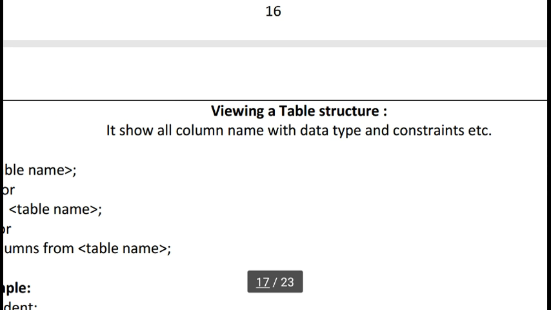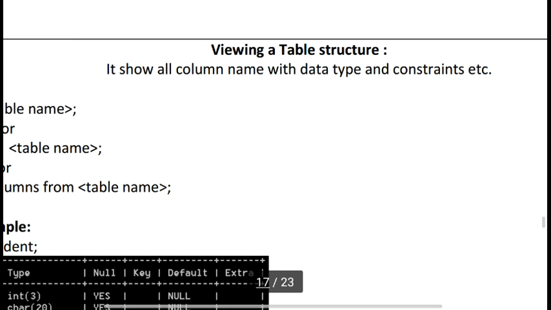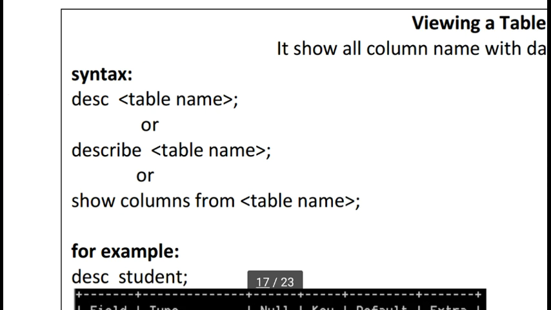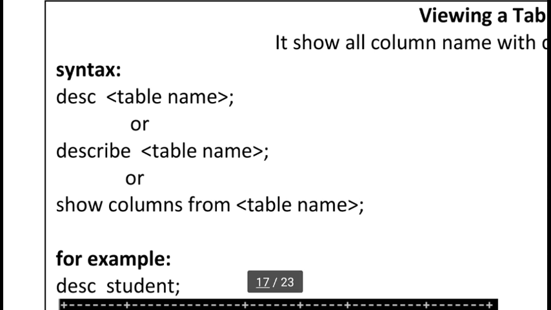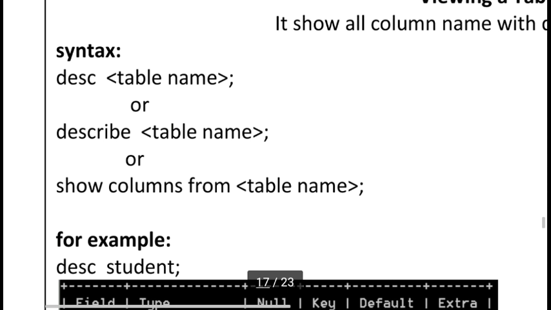Viewing a table structure shows all column names with data type and constraints. The simple thing is we can use DESC and then the table name, or we can directly use DESCRIBE and then the table name, or another option is SHOW COLUMNS FROM table name. All these will give the same result, meaning they show the complete details of a table.